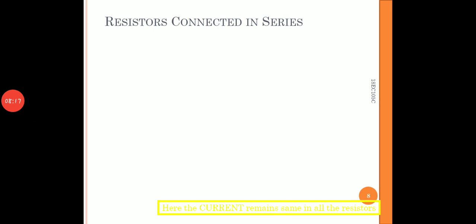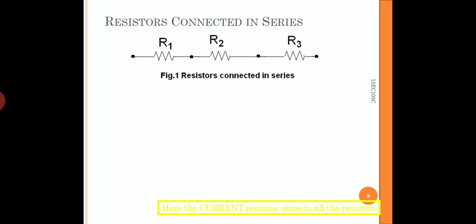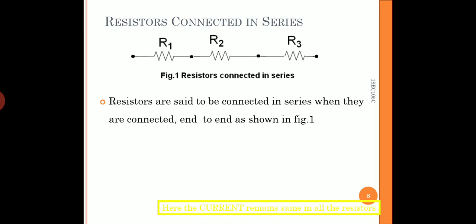Now coming back to our topic, it is the resistors in parallel. Series we have already learned, but once again, just a recap. When they are connected like this, one end is connected to the other end, that is called an end-to-end connection, and they are in series. Resistors are said to be connected in series when they are connected end to end, as shown in the above figure. So that is called a series connection.